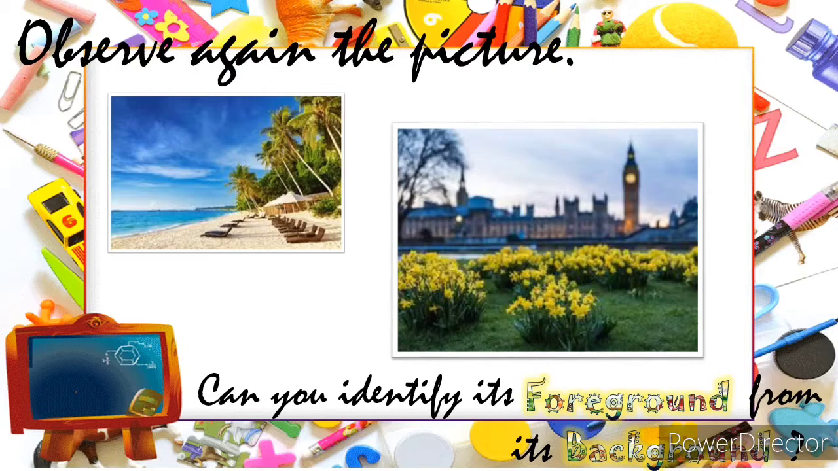Foreground is an object that looks close to you, while background is an object that looks far away from you. Therefore, on the second picture, the foreground is the flower, while the buildings behind the flower are considered as the background. Am I understood? Very good.